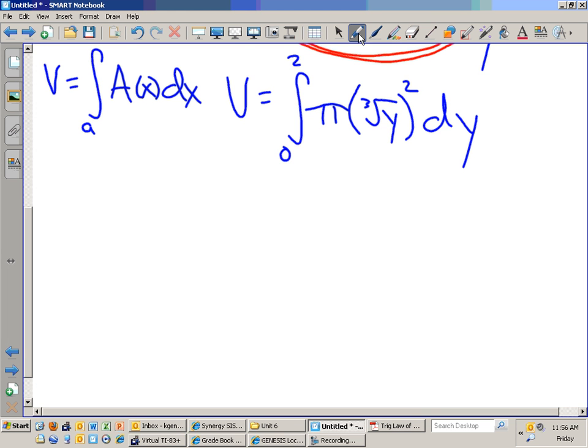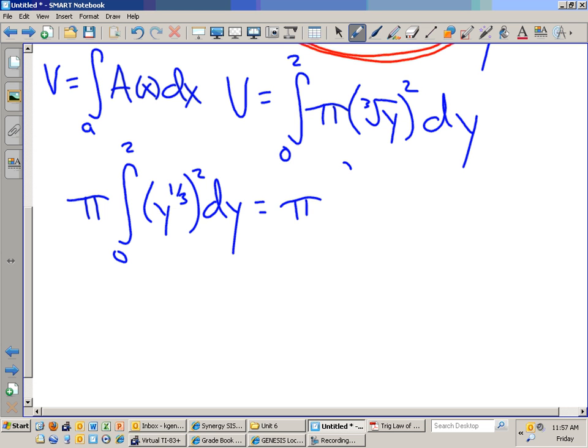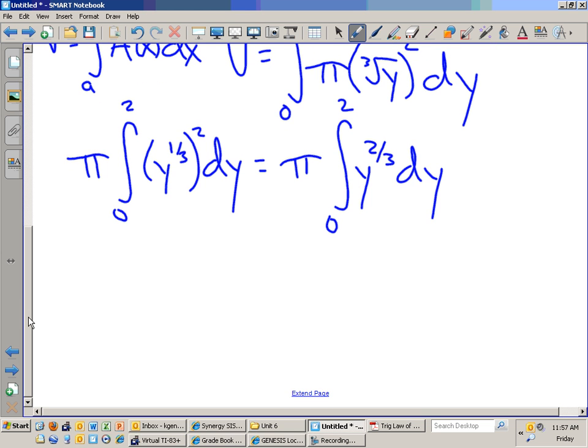I'm going to rewrite it. Taylor Harris, what can I do with the pi? Take it out. The cube root of y squared would be y to the 1/3 squared, which is y to the 2/3. So we have pi times the integral from 0 to 2 of y to the 2/3 dy. So that's where I'm at.